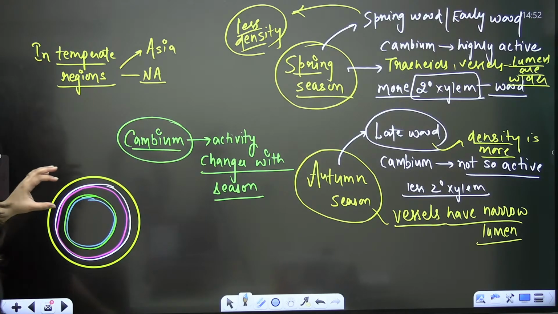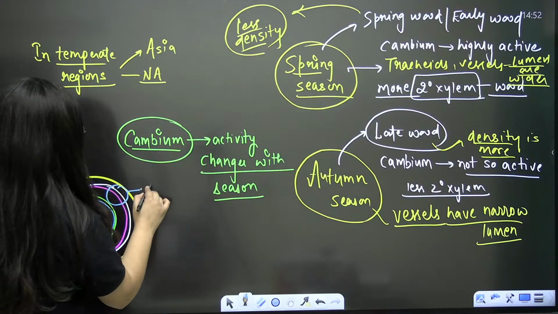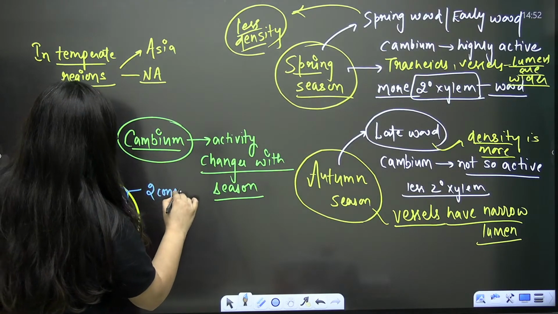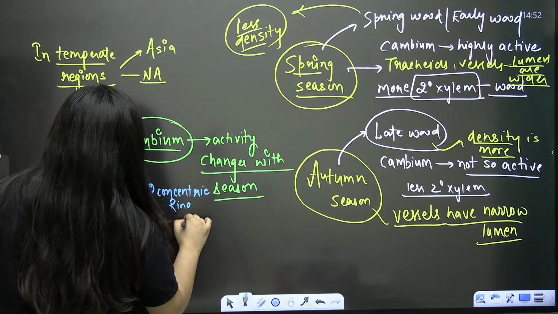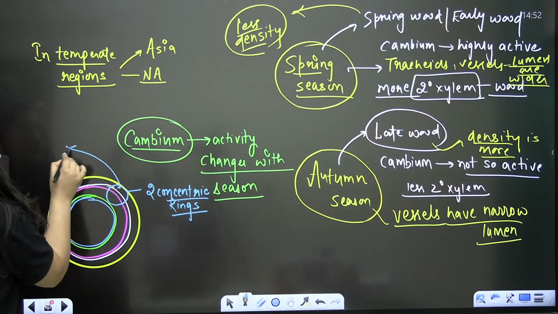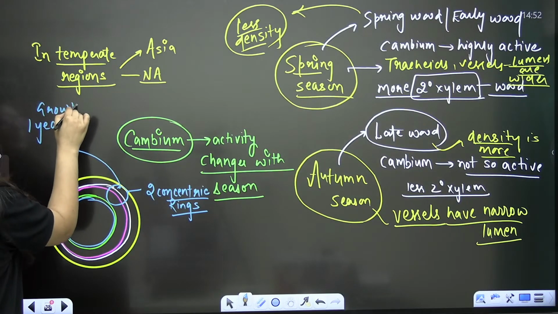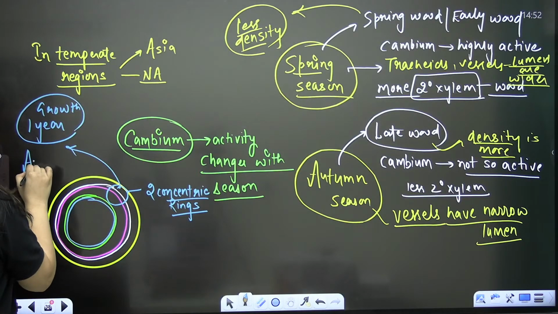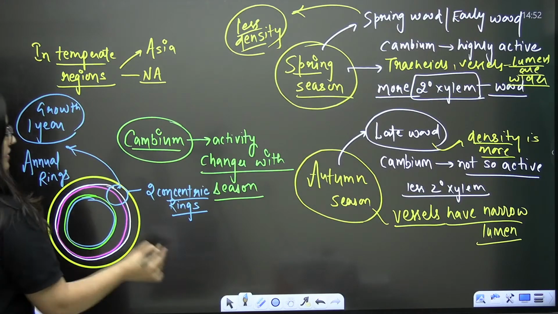So what will you see? You are going to see two concentric rings. Concentric rings means having the same center. And these two rings together show one growth year, and we use the word annual rings for that.